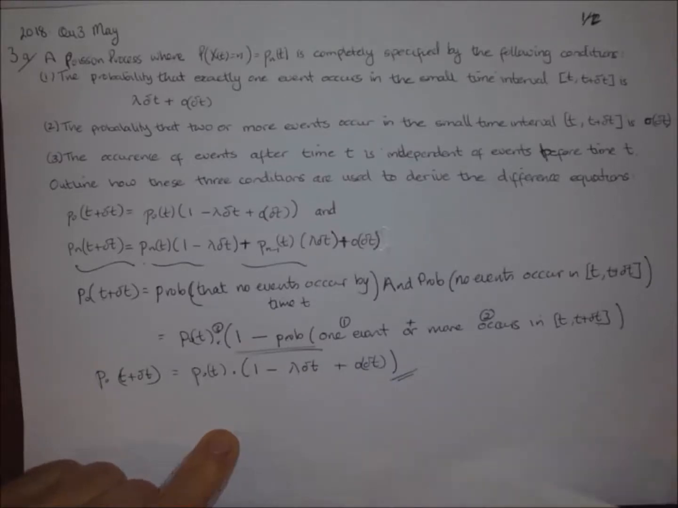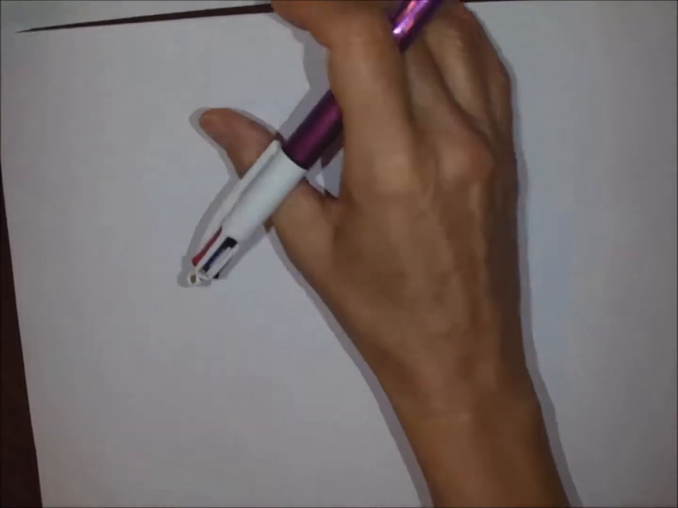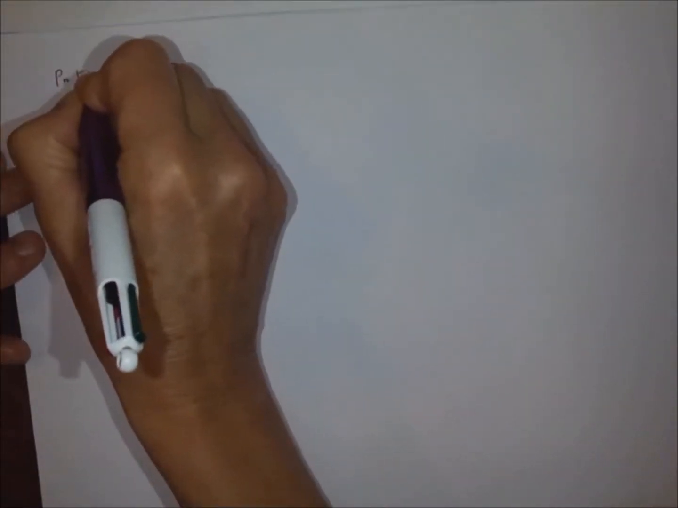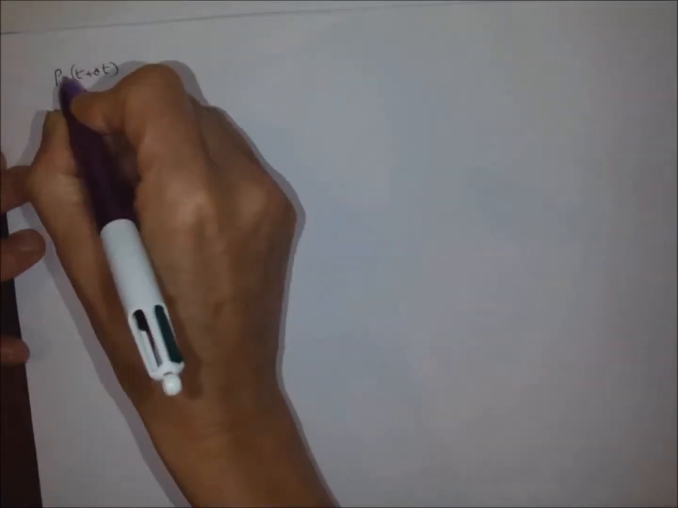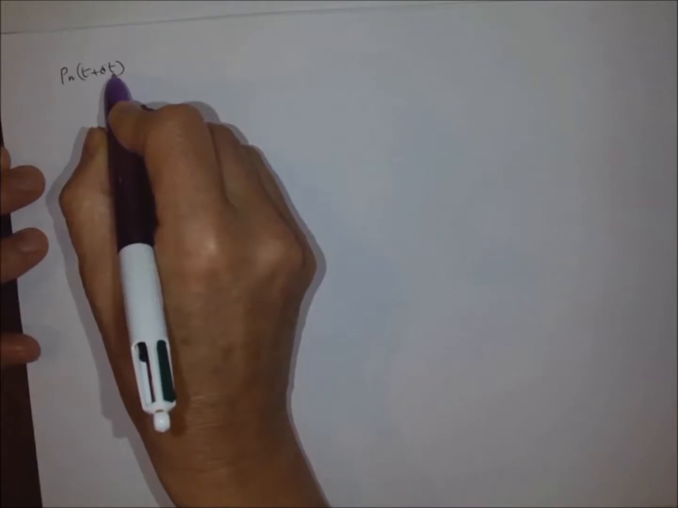And that's that part done. Okay, for the second part, I'll just write out this probability, Pn of t plus delta t. That is the probability that n events will happen or occur by time t plus delta t.